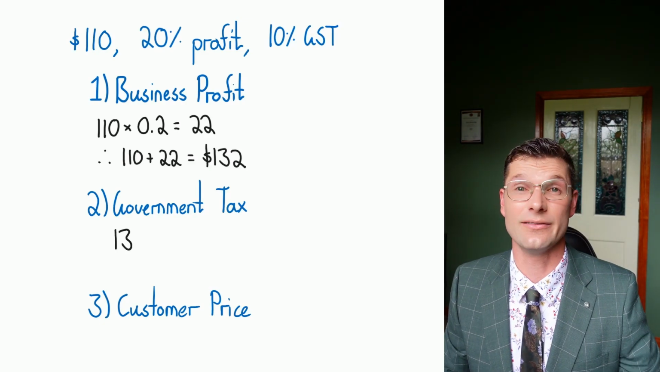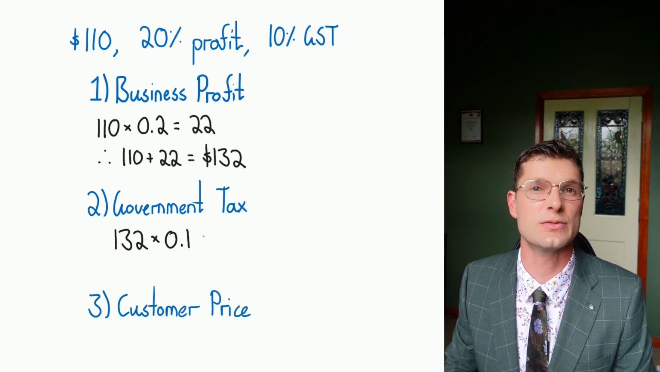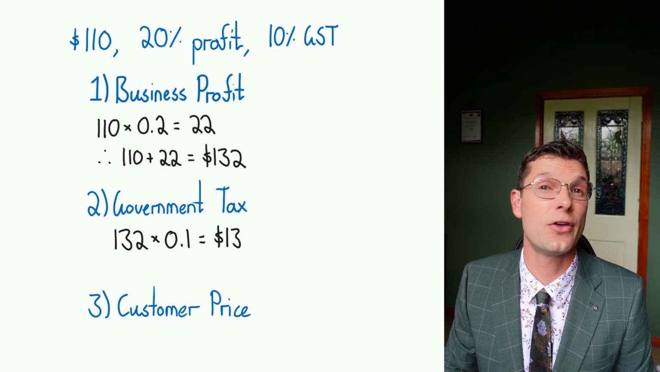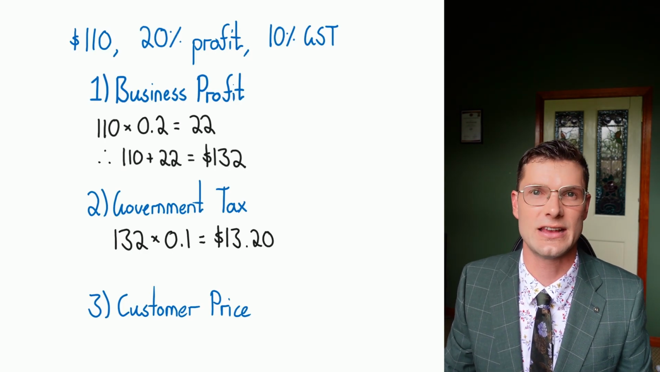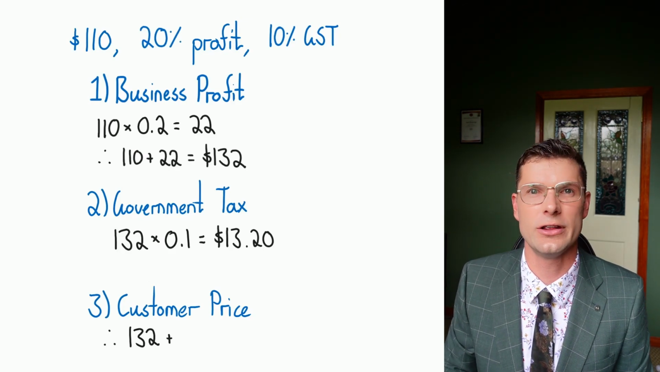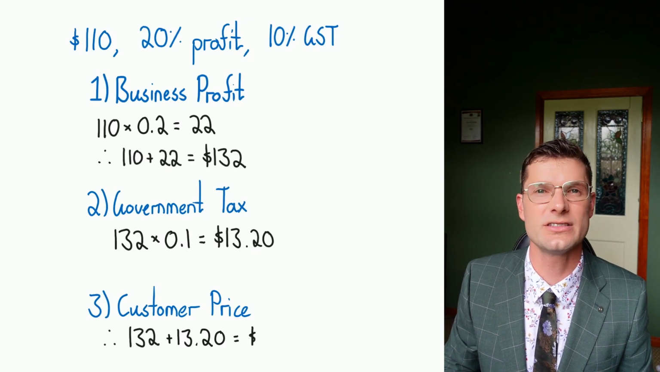Then the government's going to say, well, we want 10% of that. So I'm going to go $132 multiplied by 0.1, or that 10%. And the government's going to make $13.20 off this sale. And now we're finally left with what the consumer has to pay. So $132 plus the $13.20 is equal to $145.20.